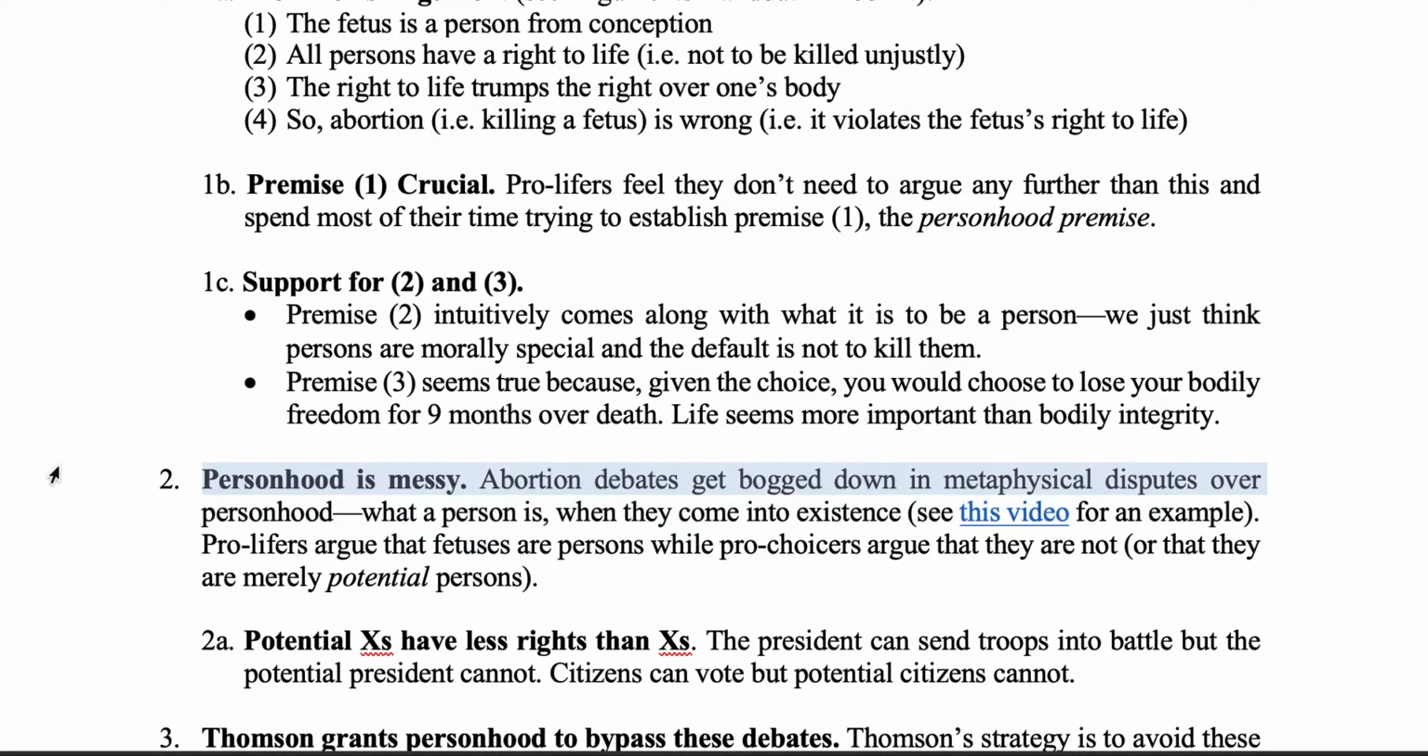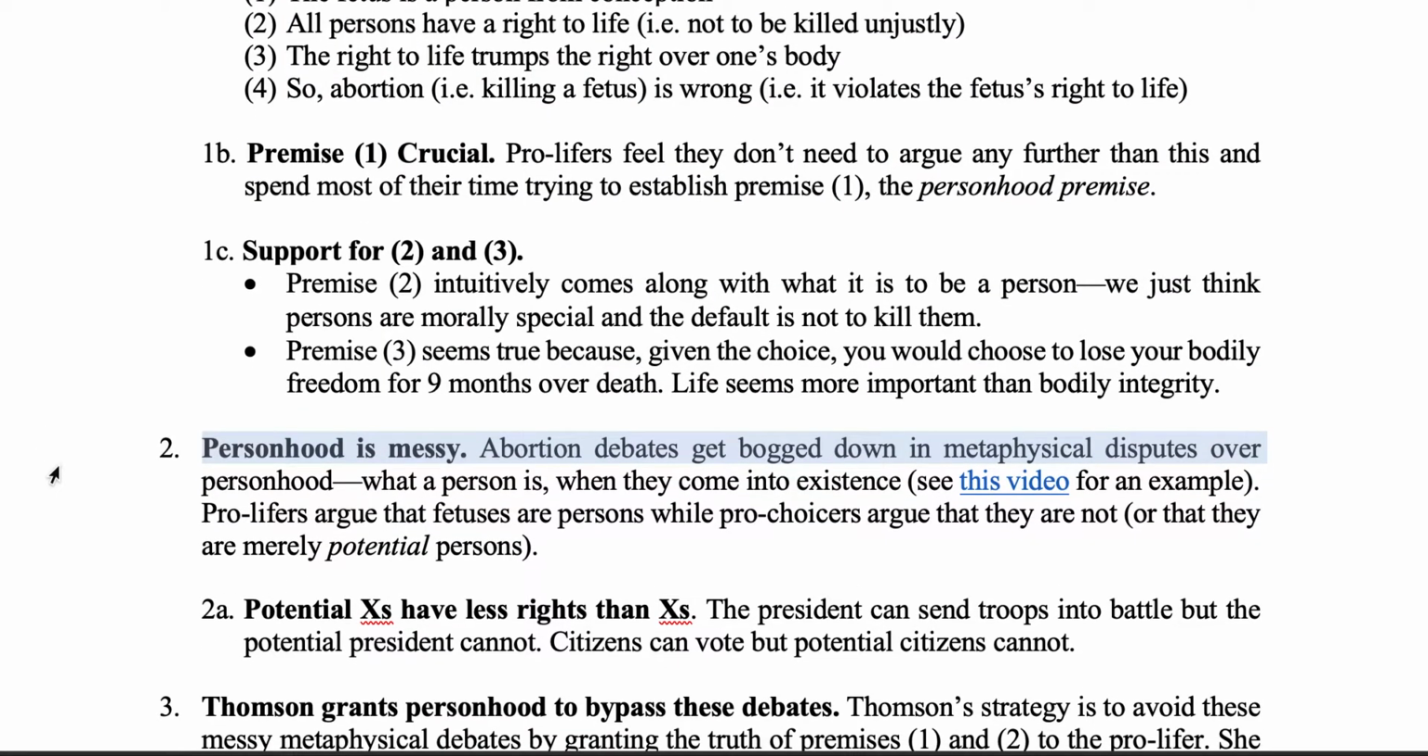Personhood is kind of a messy issue, right? They get bogged down in these disputes about what a person is, when a person comes into existence, where on this continuum of development you get this first moment of being a person, right? And there's a video here that gives a helpful introductory overview of these kinds of questions of what a person is.